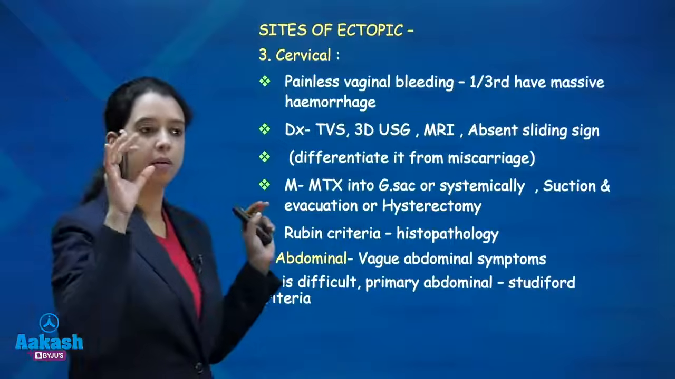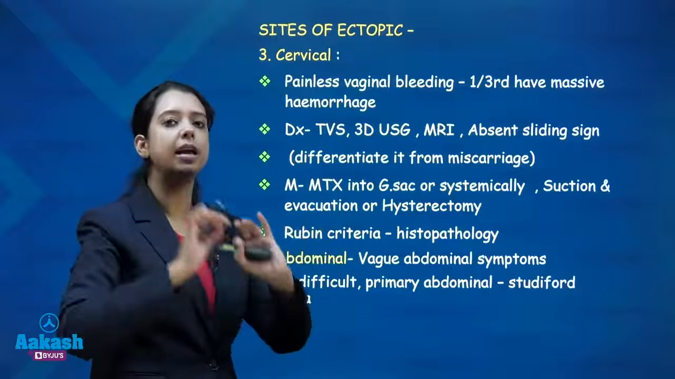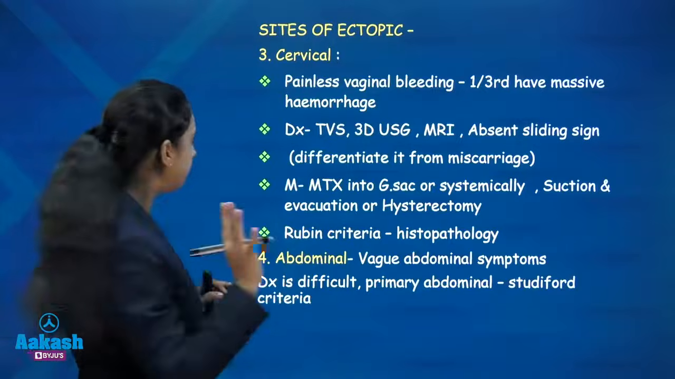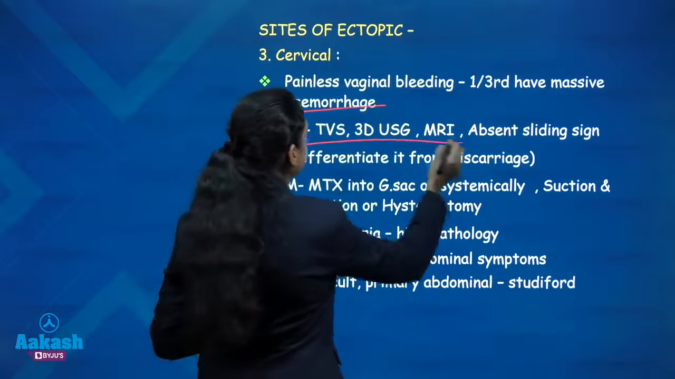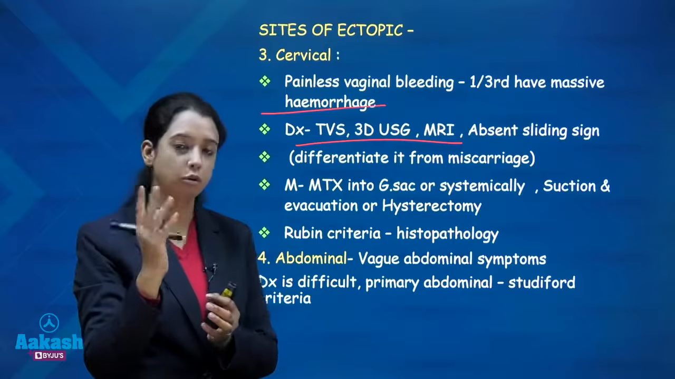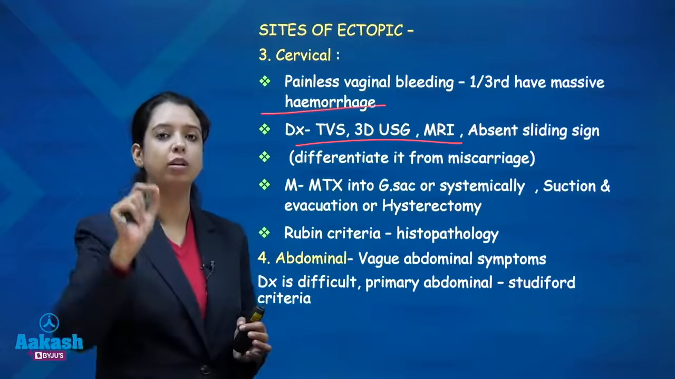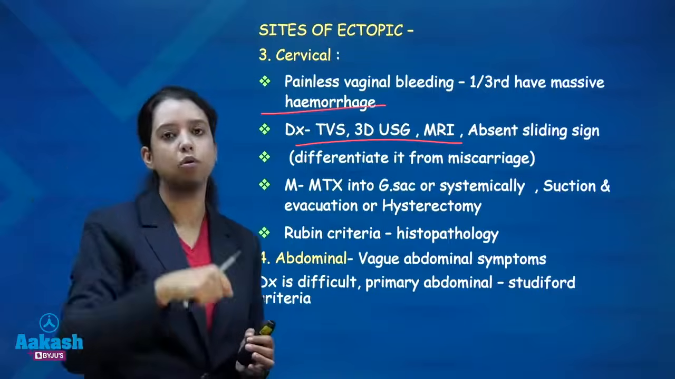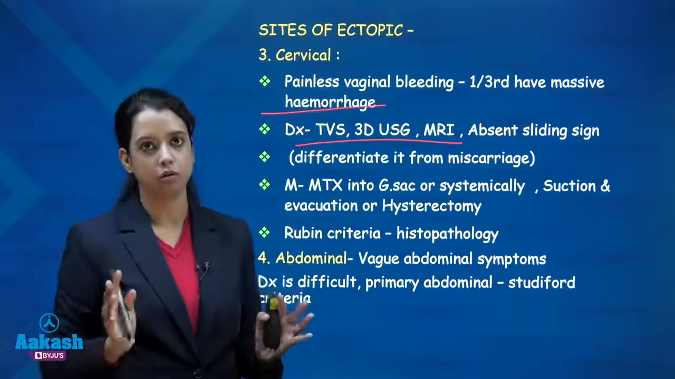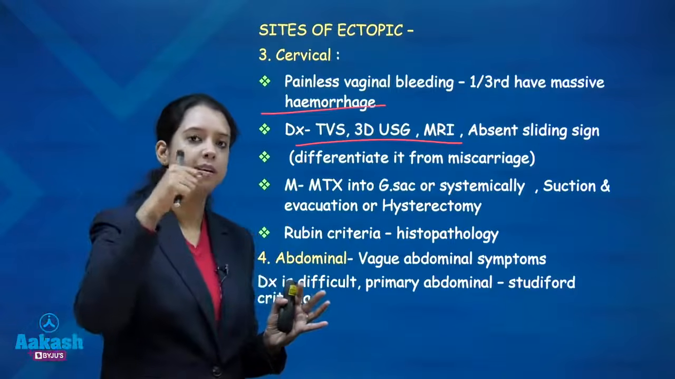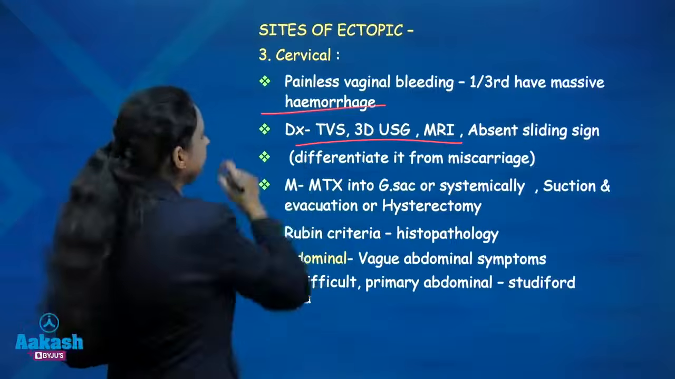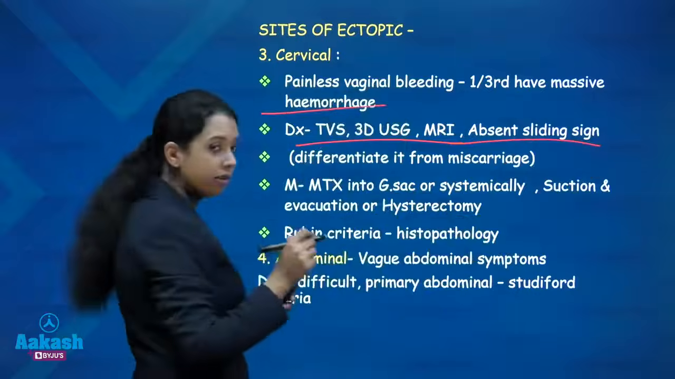Cervical, it means the ectopic at the cervix, patient will have painless vaginal bleeding. In fact, 1/3 of the patients will have profuse vaginal bleeding. Okay, that's how it presents. Diagnosis is by TVS, 3D ultrasound or MRI. Now, if an ectopic is there at the cervix, it could also be an abortion. How will you know? So, there is a sign on TVS called the sliding sign. If you press the TVS probe and the tissue slides, it means an abortion is going on. It is not ectopic. If on pressing the probe, the tissue does not slide, that means sliding sign negative, which is a sign of cervical ectopic, absent sliding sign. Okay.